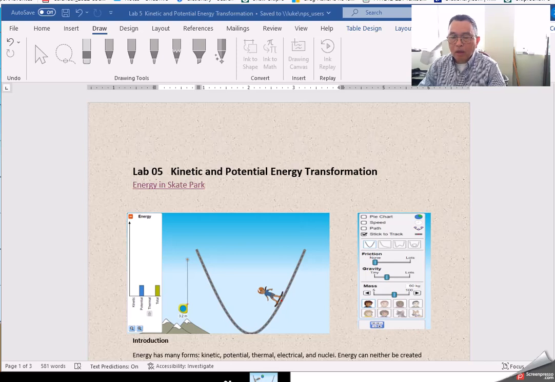Hello. Lab 5, Potential and Kinetic Energy Transformation. Energy is motion in different forms, all kinds of forms. So far we have learned kinetic energy, which is half mass times velocity squared. And in this lab, we are introduced to two more types of energy, namely potential energy and thermal energy.